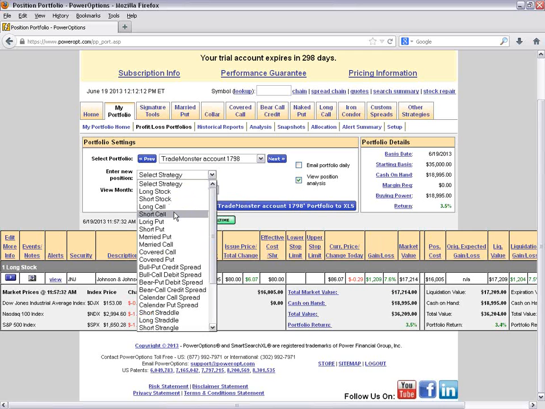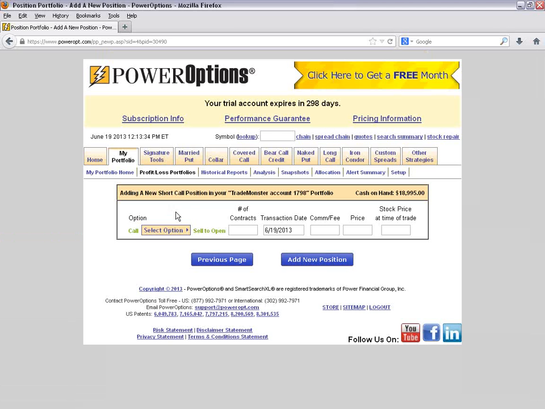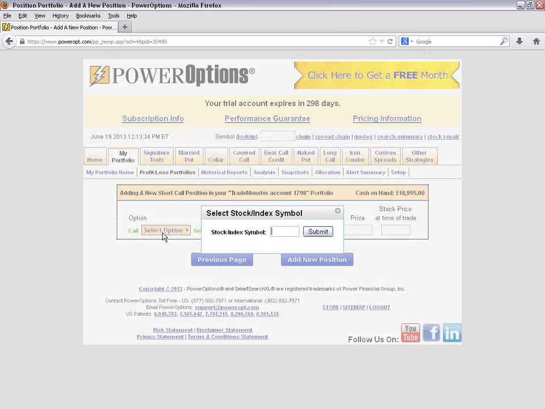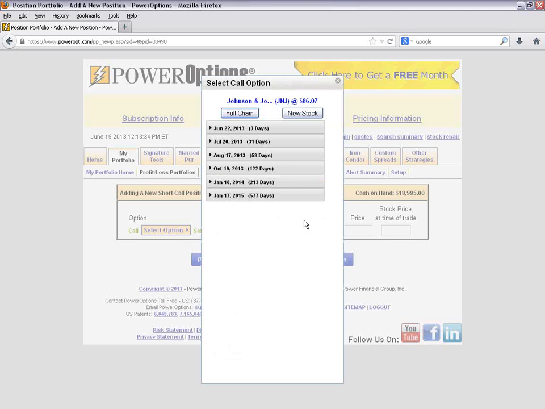So I can enter a short call into the portfolio. I'll select short call, and I'm given a choice to select the option. Now it doesn't know which symbol I want if I'm just doing this as an individual option. So if you're entering just a long call or a long put, you'd still select that from the drop-down menu. But when you click on the chain to select the option, you'll have to put in the symbol. So we're going to simulate that we sold a June 82.5 call for, let's say, 80 cents sometime shortly after we bought the stock.